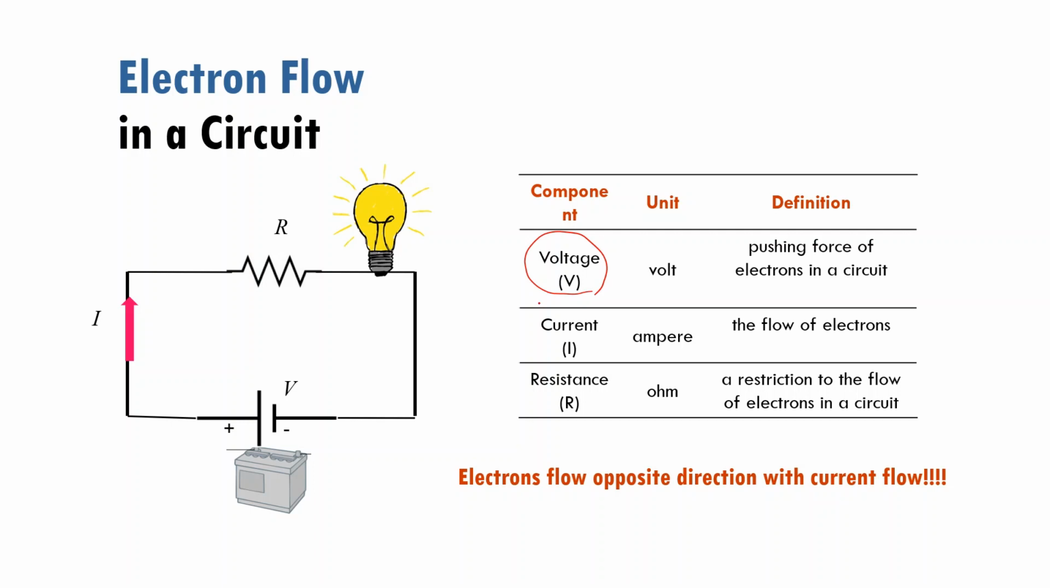The second one is the current. The unit that we use is ampere. Current is a flow of electrons. And the last one is resistance, or R. The unit is ohm. So this is ohm, volt, ampere. The resistance is the restriction of the flow of electrons in the circuit. Okay, so the current goes in the opposite way of the electrons. So electrons flow in the opposite direction of the current.